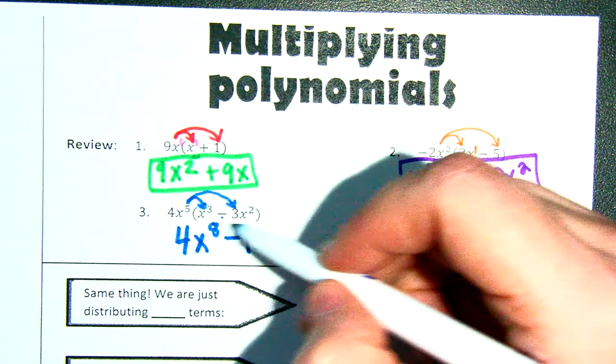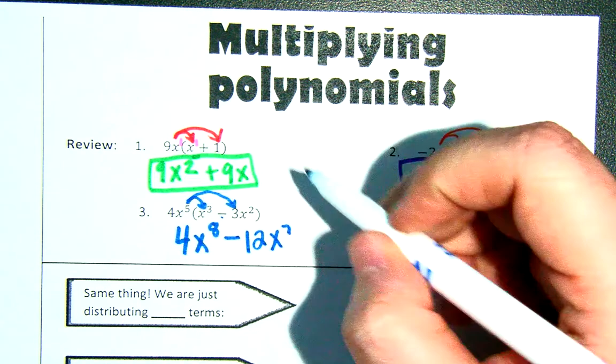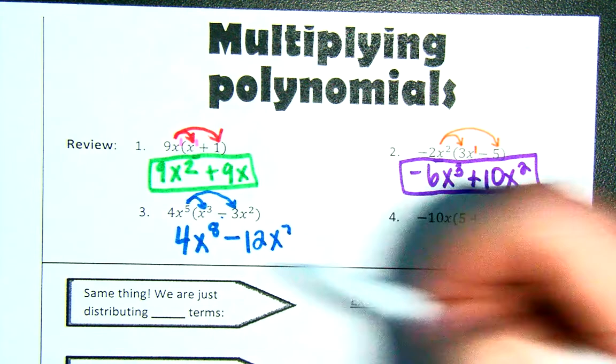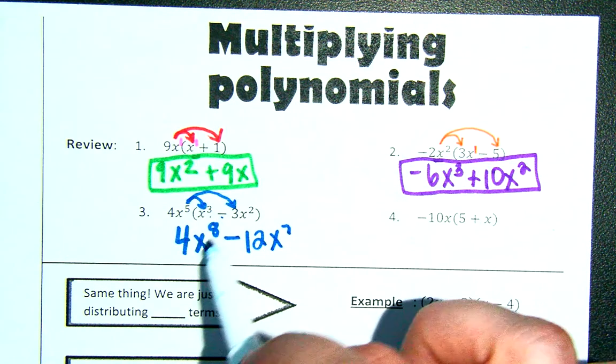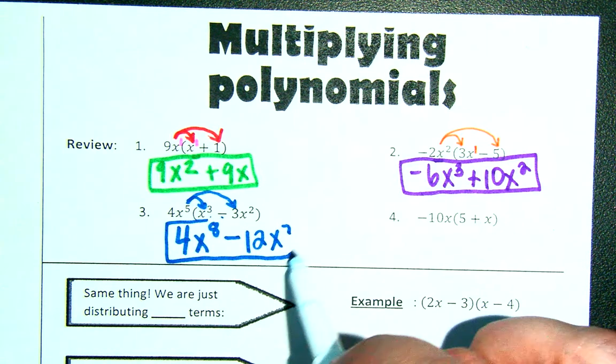So I'm going to multiply the coefficients, but then I'm going to add the exponents. So I'm going to get x to the 7th. And since I cannot combine those, because that's x to the 8th and that's x to the 7th, those are not like terms, that is my final answer.